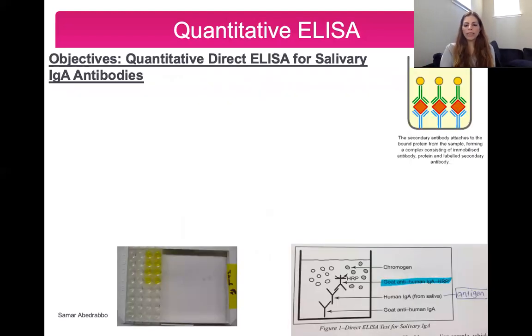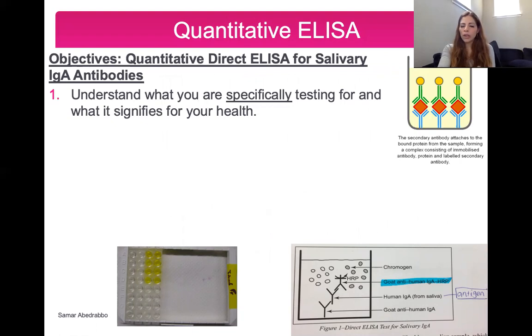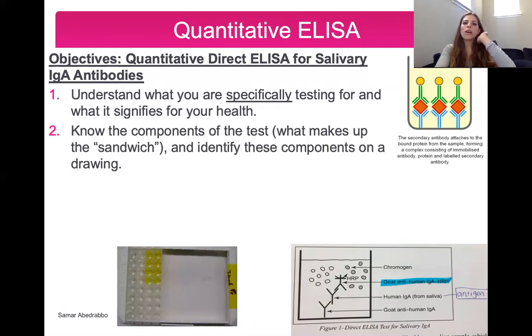So the objectives, what I want you to know for your lab practical is what you actually specifically tested for in this lab. And I'm really sorry that you guys did not do this, but you specifically tested for IgA in saliva, and what it signifies for your health is usually people with less IgA are more prone to infections, more prone to cavities. Know the components of the sandwich, what you created.